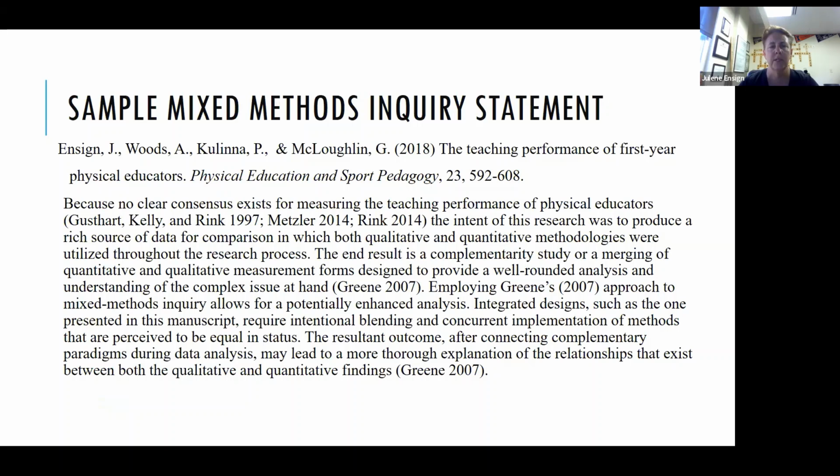So here's a sample statement that I put together about inquiry, and you can see it talks a little bit about why this is a superior method for the research that I was doing. And this is from a manuscript that I had published that was talking about teaching performance.